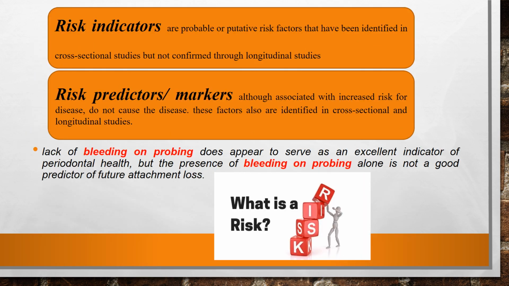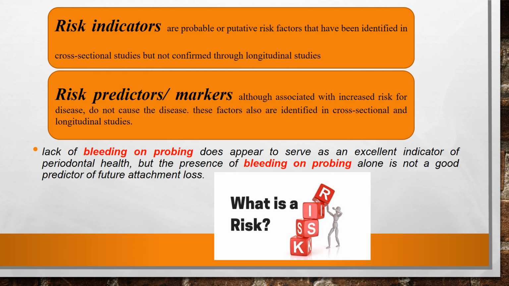Coming to risk indicators. These are the factors which indicate the presence of disease. These are probable or putative risk factors that have been identified in cross-sectional studies but not confirmed in longitudinal studies. Cross-sectional studies measure the outcome and exposures at a small period of time, whereas longitudinal studies run for a long period of time. So that is risk indicators.